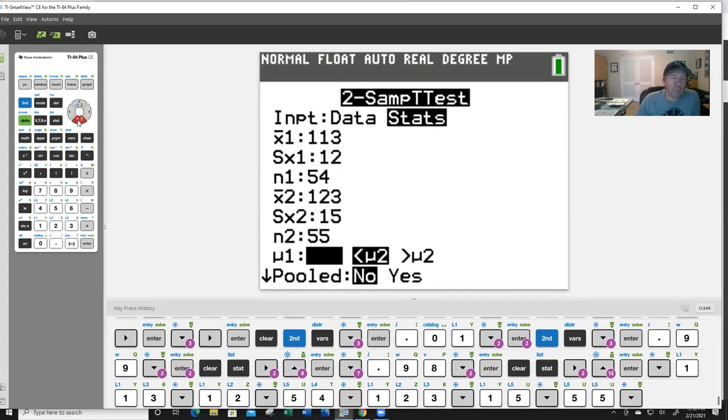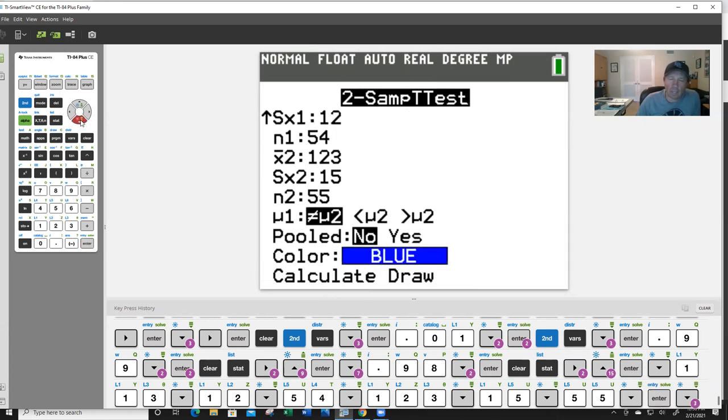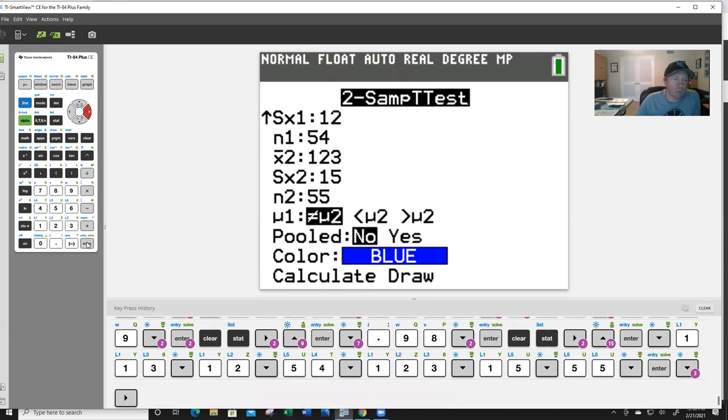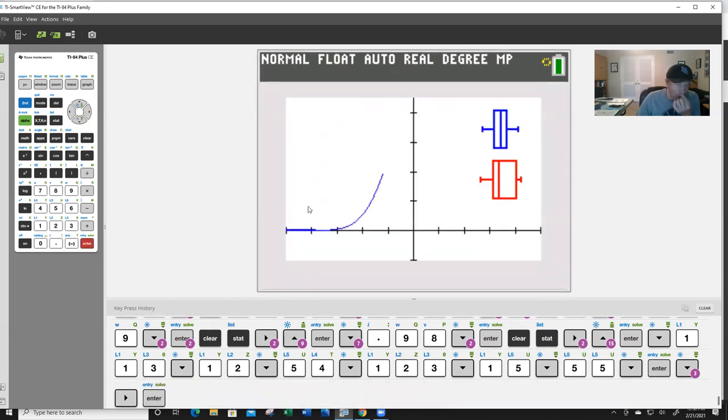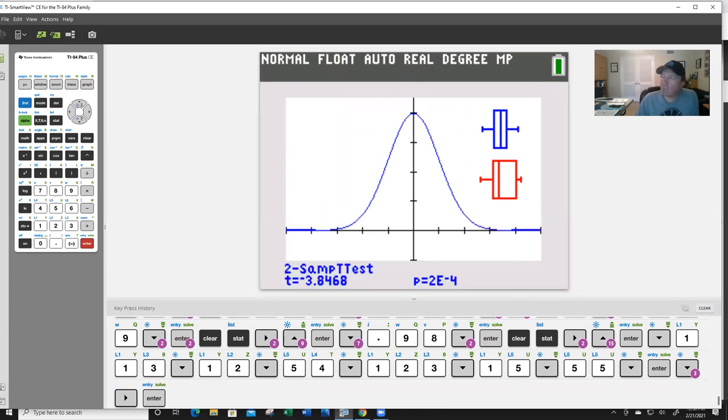And then we're wondering, are they different? So there's different, okay. Pooled, no. Standard deviations are close, but they're not quite there. And we're going to go ahead and draw this out. I love drawing it instead. It's going to be a very low p-value. Sorry about that. I still have my box plots from the previous problem.